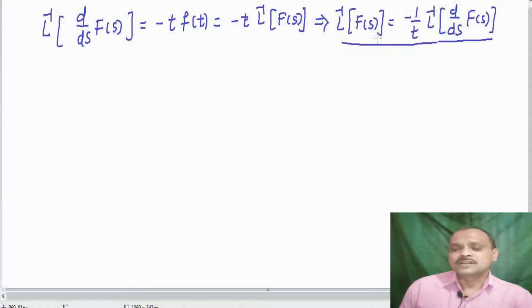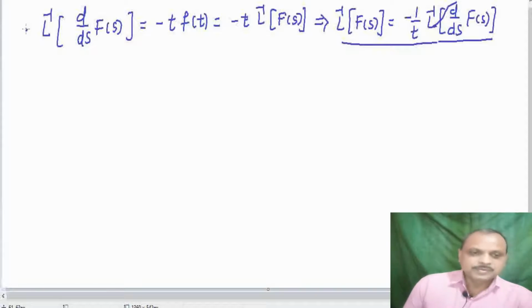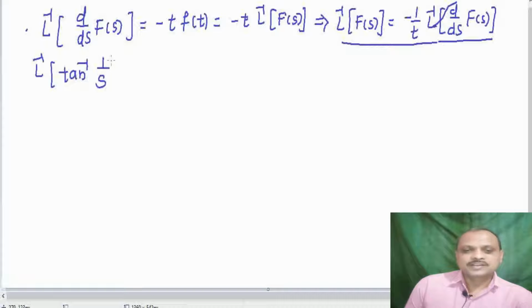So wherever we do not have a standard form of the f of s, then in that case we can apply this derivative form of the inverse Laplace transforms. It will be cleared by taking an example. Let us find the L inverse of tan inverse of 1 divided by s.